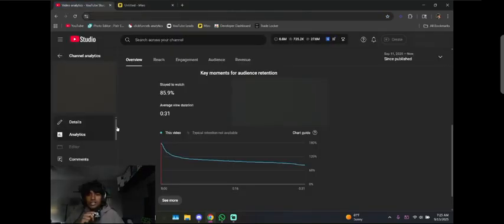So let's look at this retention graph real quick. You're going to notice that this kind of flattens off, and it flattens off at around 114-ish percent. And we're going to end at around 84%. Now, what does this mean?